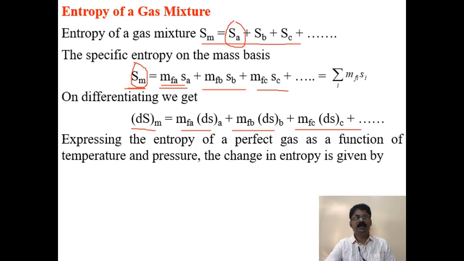So expressing the entropy of a perfect gas as a function of temperature and pressure, the change in entropy is given by, okay, this is the expression for change in entropy when it is expressed as a function of temperature and pressure, that is ds is equal to cp into dt by t minus r into dp by p.